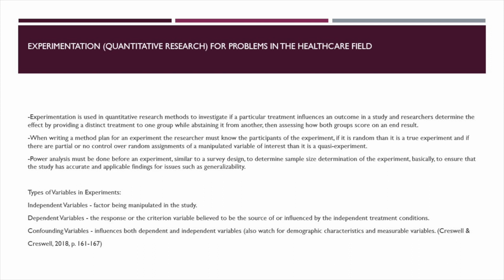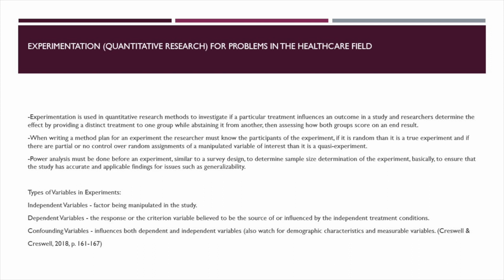When writing a method plan for an experiment, the researcher must know the participants of the experiment. If it is random, then it is a true experiment, and if there is partial or no control over random assignments of a manipulated variable of interest, then it is a quasi-experiment. A power analysis must be done before an experiment, similar to a survey design, to determine sample size of the experiment, basically to ensure that the study has accurate and applicable findings for issues such as generalizability.